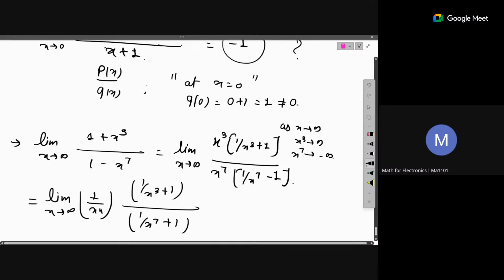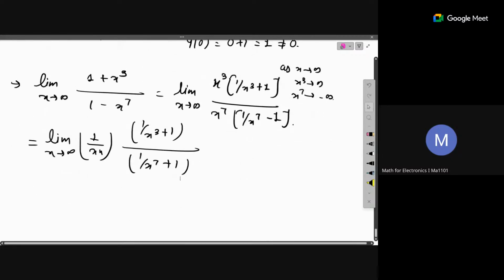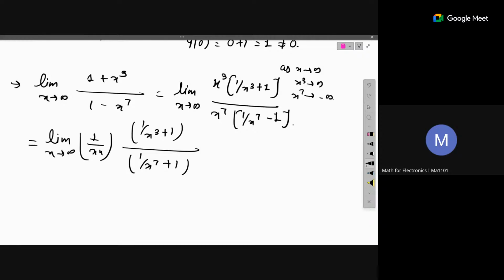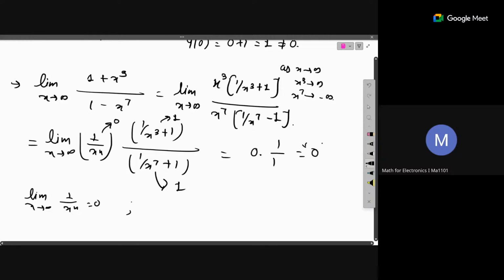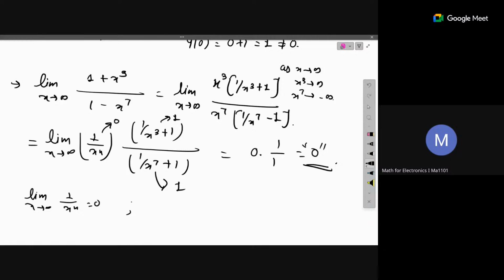So ultimately what I did is decompose my expression into functions about which I know the limits, right? I know that the limit as x goes to infinity of 1 by x to the power 4 is equal to 0, and similarly for the others. So as x goes to infinity, this goes to 0, this goes to 1, and this goes to 1. So ultimately I have 0 into 1 by 1, which is equal to 0. So that's why the answer is 0. Is that fine? Any doubt in this question? Anything you want to comment? No?